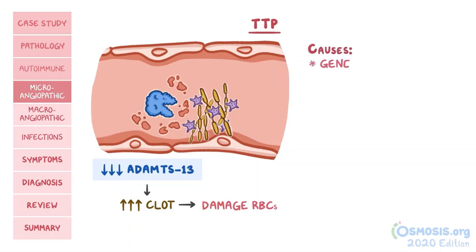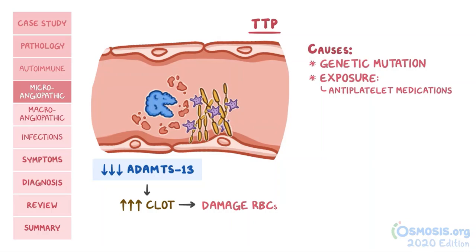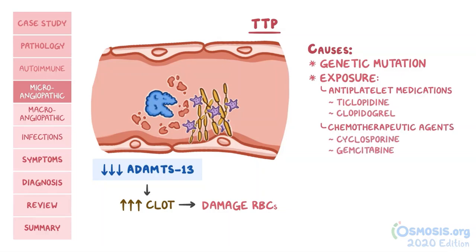TTP can be caused by a genetic mutation, or it can develop after exposure to antiplatelet medications like ticlopidine and clopidogrel, or chemotherapeutic agents like cyclosporine and gemcitabine. In some cases, it can also be associated with diseases like systemic lupus erythematosus.